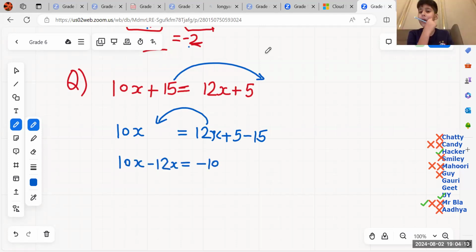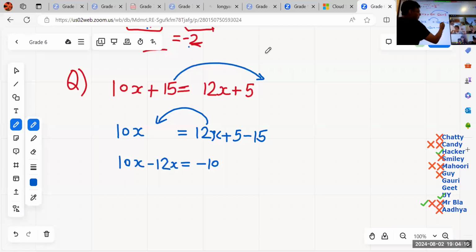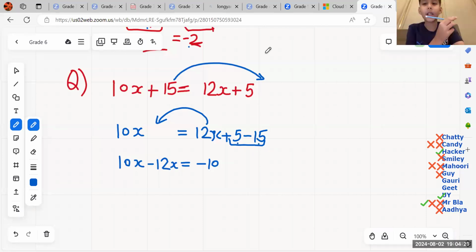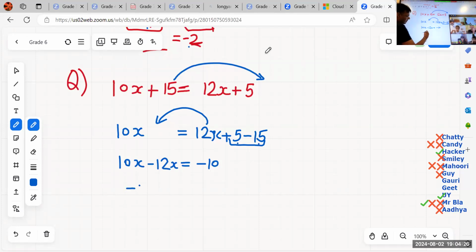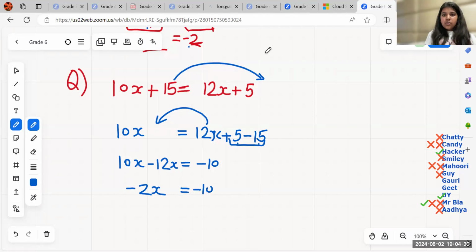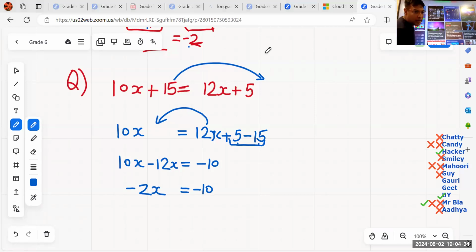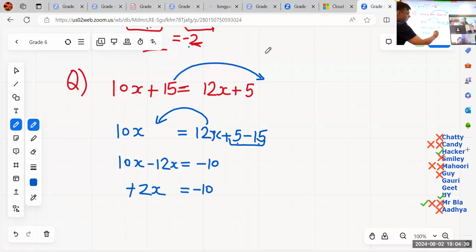How minus 10? Beta, 5 minus 15: one is positive, one is negative. Different signs mean subtraction. So I will get minus 10, and we put the minus sign. So then minus 2x is equal to minus 10. Now, guys, at this very stage, what I can do is cancel out the negatives and multiply both sides by minus 1 to get 2x equal to 10.